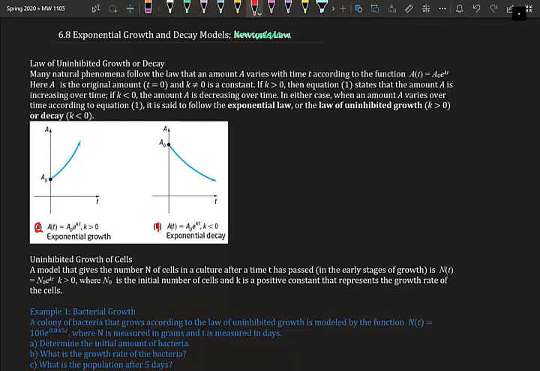And all this is saying is that if it's exponential decay, it goes down and your constant is negative. It's exponential growth if it goes up and your k is positive. Other than that, the equations are exactly the same.